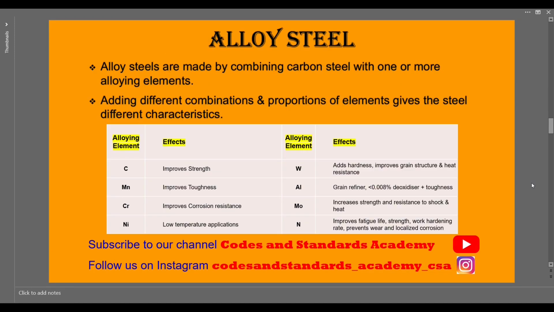Coming back to our acronym CAST, the second letter A stands for alloy steel, which are made by combining carbon steel with one or more alloying elements. Adding different combinations and proportions of elements gives the steel different characteristics. As you see in the table, by adding the following elements, we can get these effects in our material.